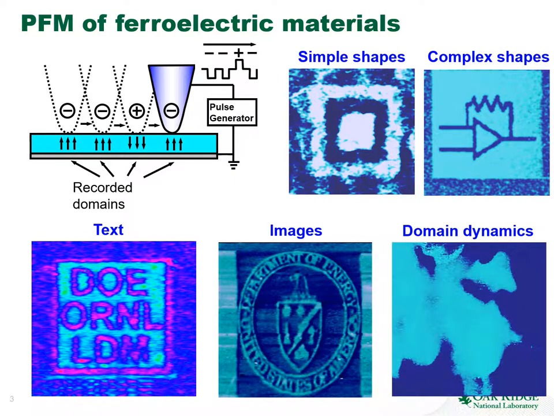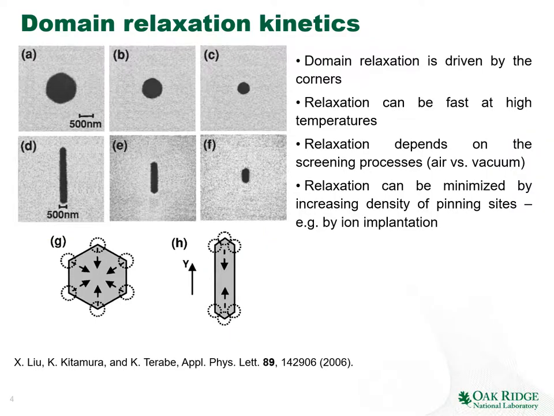Sometimes we can actually explore the stability of the domain after writing, and this is the example of the domains of barium titanate, which are not stable and really want to revert back. So we start to get some insight into the domain wall velocity and interactions between the domain walls and the lattice defects. So these studies have been pursued by multiple groups for quite a while.